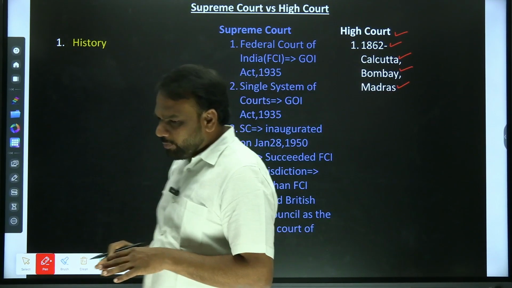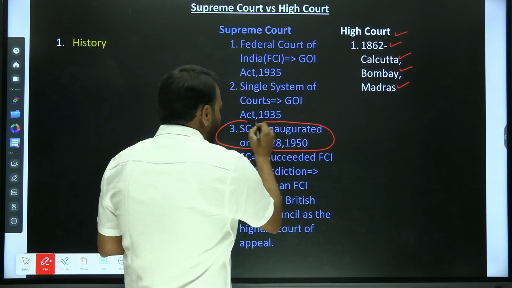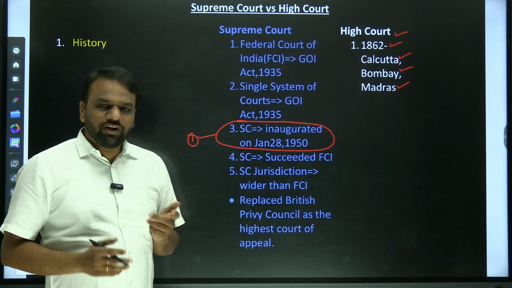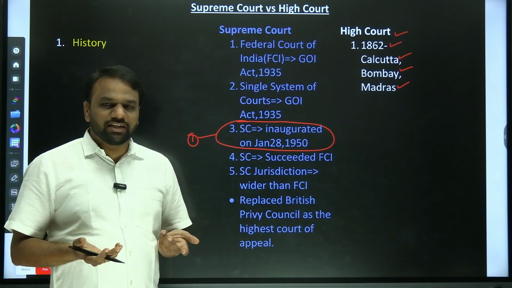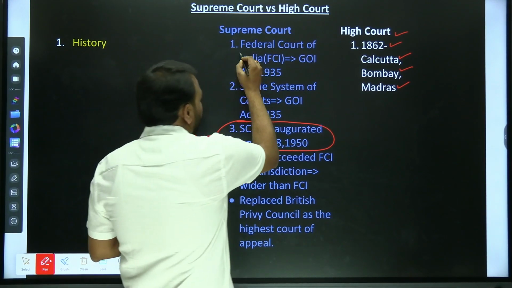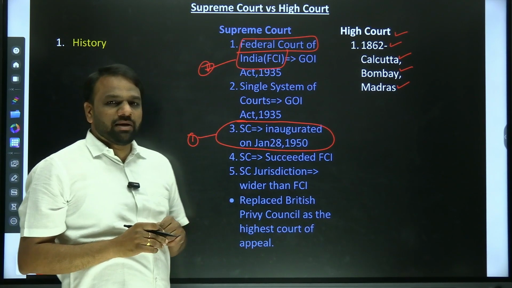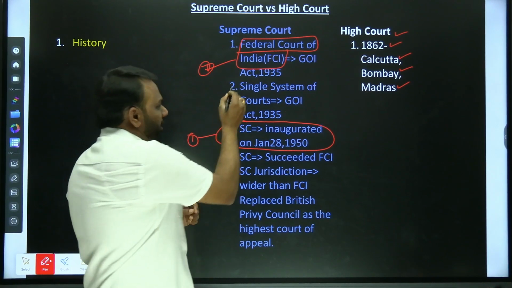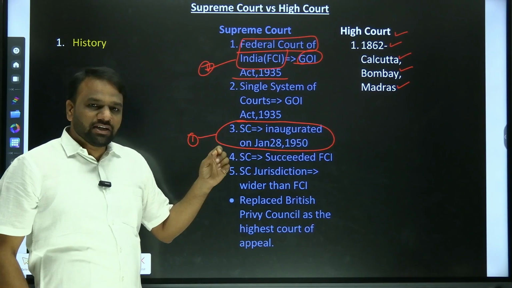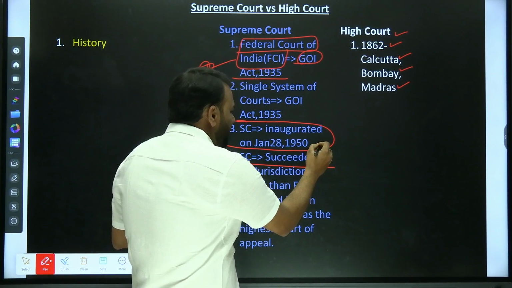Supreme Court came into existence on 28 January 1950. So before 1950, we did not have Supreme Court. Then what was the central level agency which used to perform a job similar to that of Supreme Court? We had Federal Court of India. So when was Federal Court established? It was established through Government of India Act 1935. Next, that Federal Court was succeeded by Supreme Court in 1950.